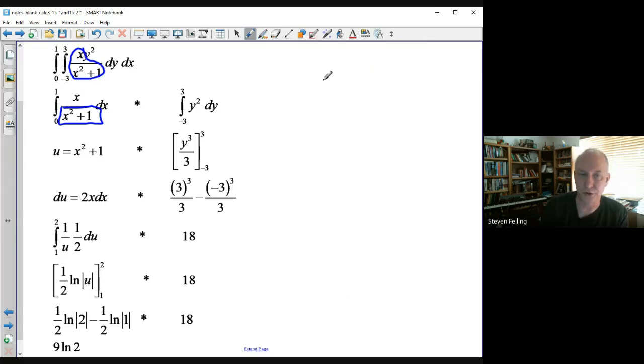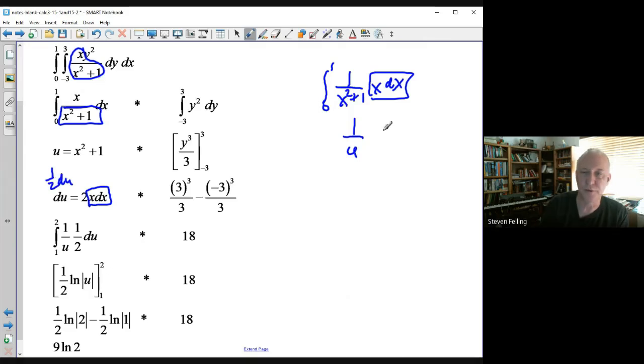Let me actually show this step over here. You have 1 over x squared plus 1 times x dx from 0 to 1, right? And now we're saying that this is u. If du is 2x dx, then I can substitute out the x dx part, because that's just equal to 1/2 du. So I'm going to have 1/2 du in there, right? Then I want to change the limits of integration. If x is 0, plugging in makes u 1, and if x is 1, that makes u 2. So that's where I got this 1 over u, 1/2 du from 1 to 2.